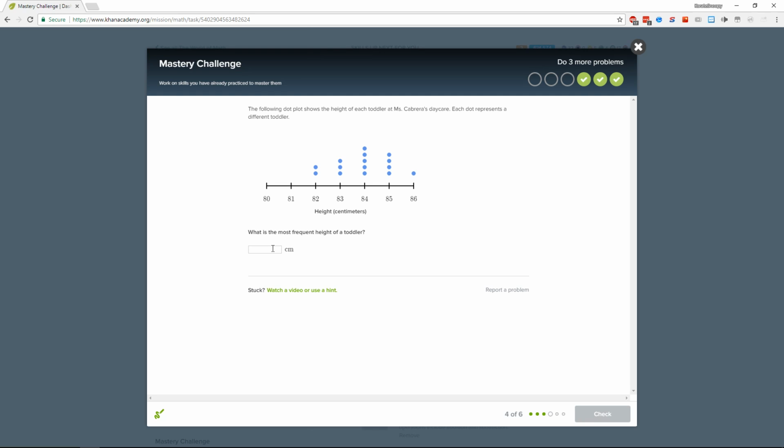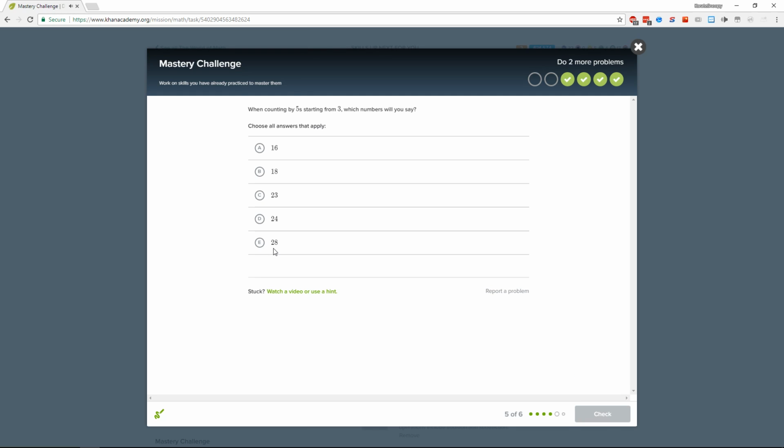What is the most frequent height of a toddler? 84. Counting by 5, starting from 3. Which number will you say? Oh, counting starting from 3.